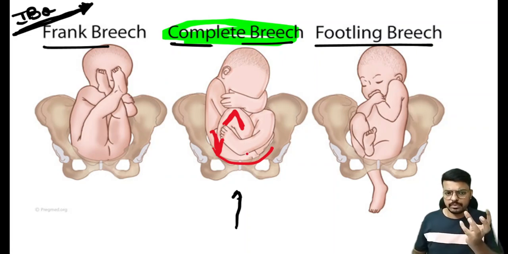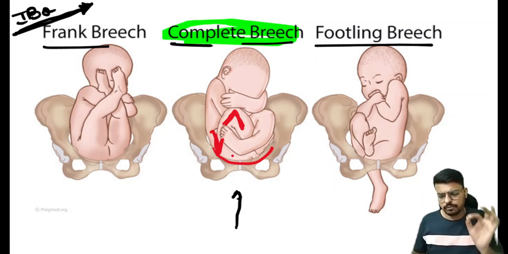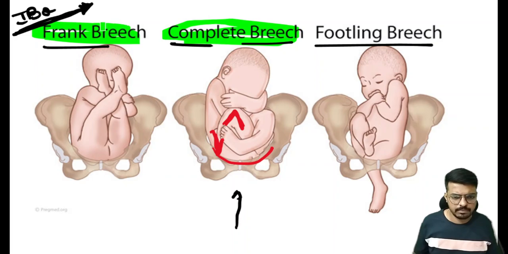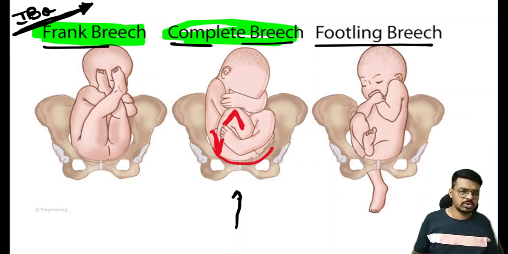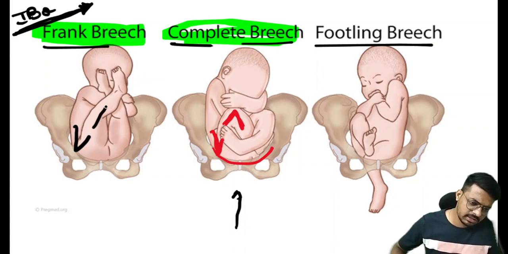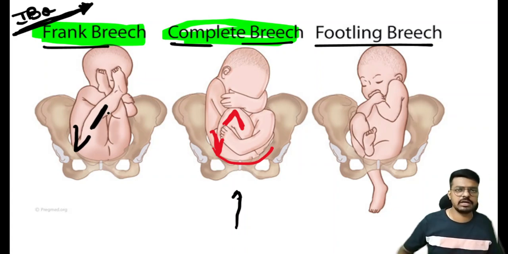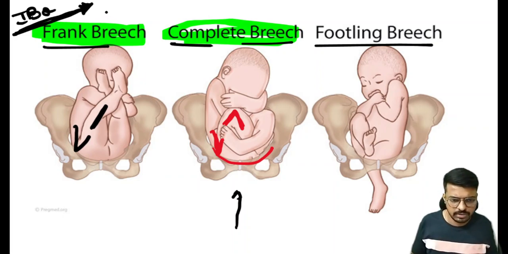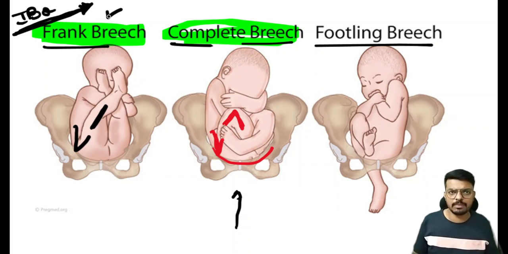When we do the per vaginal examination, we are able to feel the foot, buttock, external genitalia, and coccyx of the baby. But in the frank breech, or we can say the extended breech presentation, the hip is flexed but the knee is extended. Hip is flexed, knee is extended. That is what we call the frank breech.